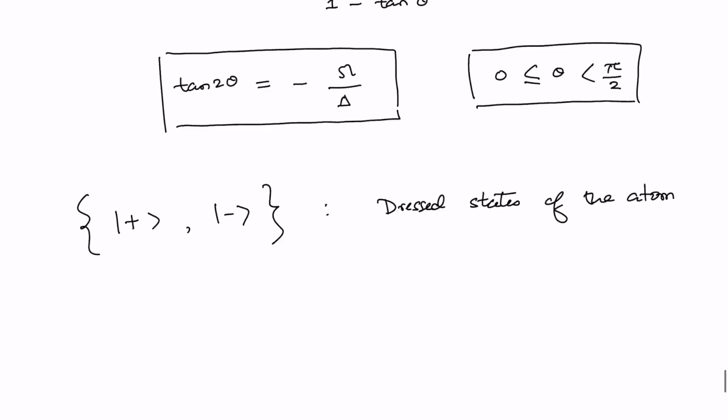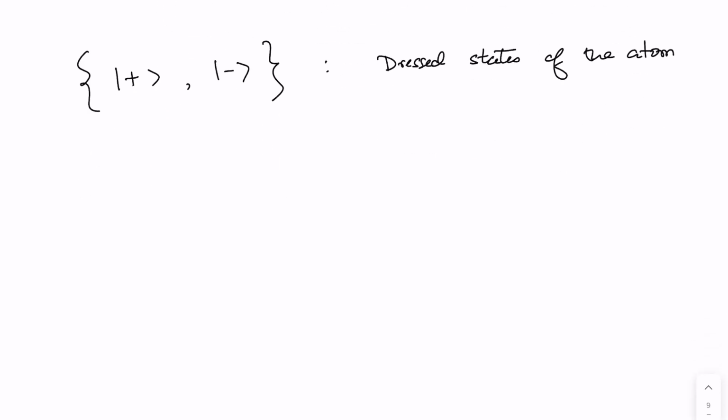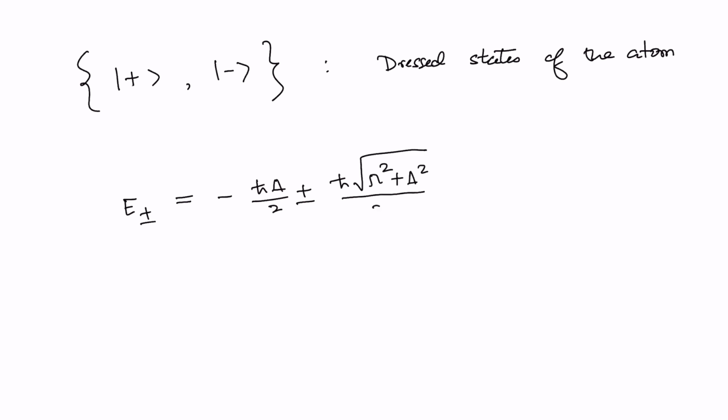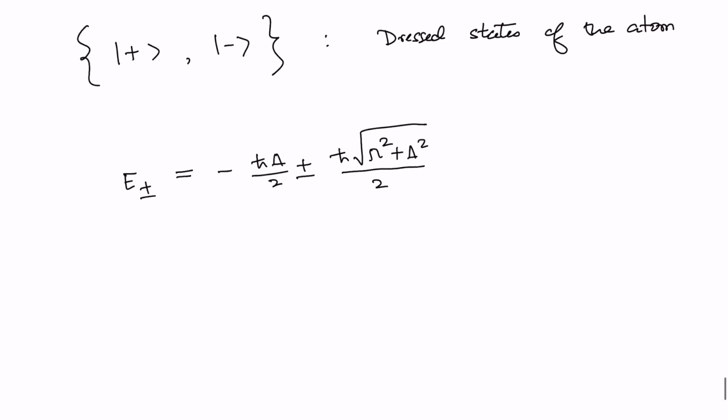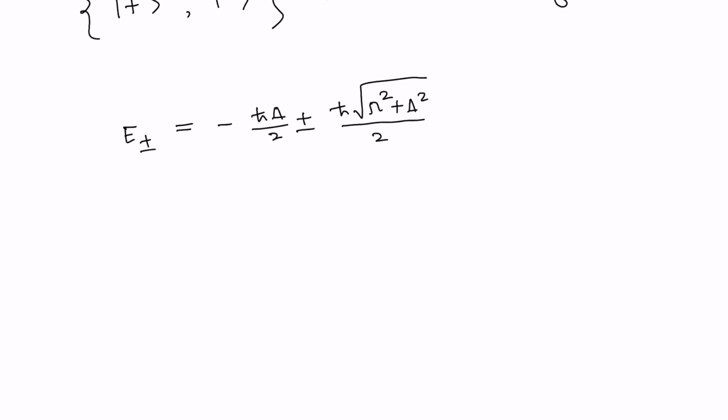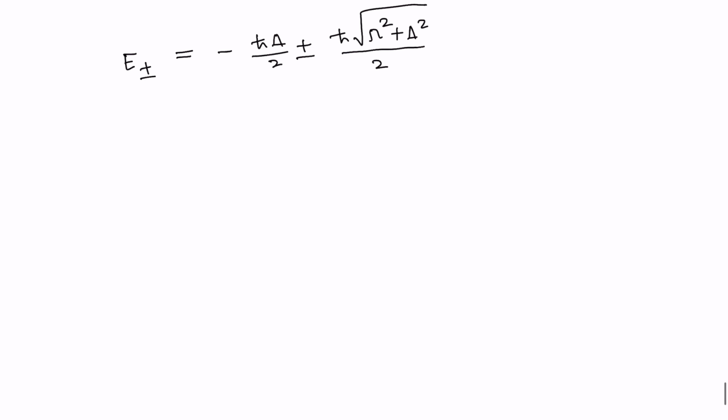Now let us analyze these eigenvalue expressions. E plus minus is equal to minus S cross delta by 2 plus minus S cross square root of omega square plus delta square, divided by 2, and it is quite useful to analyze these expressions graphically. Now before I analyze it, let me first consider the simple case where there is no coupling.